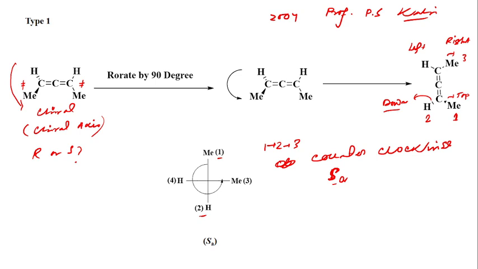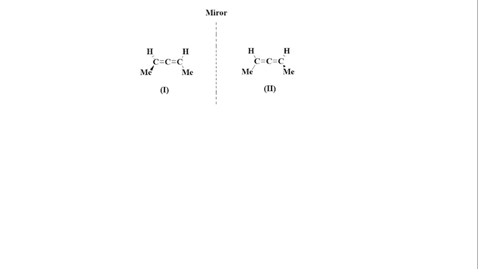The beauty of this method is that we don't need any strain on our brain or any imagination. Just rotate the molecule and proceed accordingly. Now you may ask: if this is one enantiomer, the other enantiomer will be its mirror image. Let us see the stereochemical description. We found that this one is SA, so the other has to be RA.